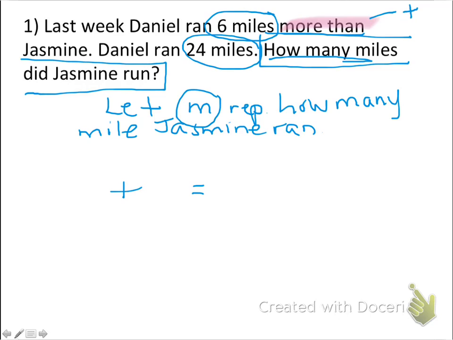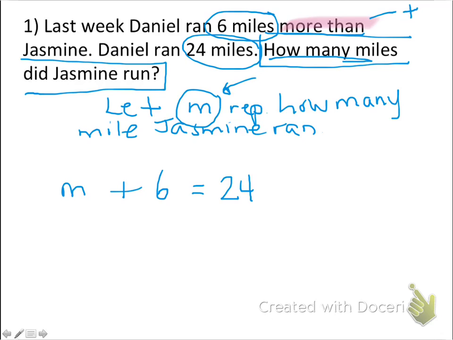Well, we know that m, our variable, represents the number of miles that Jasmine ran. And Daniel ran 6 more miles than Jasmine. So we know that m, the miles that Jasmine ran, plus 6 has to be equal to 24. This is an example of our equation. We have our variable on one side with a number, and then another number on the other side. Now we've made our equation.